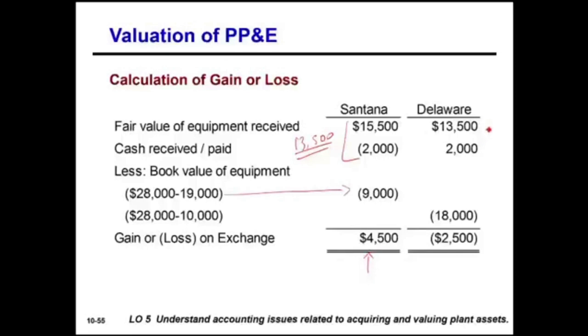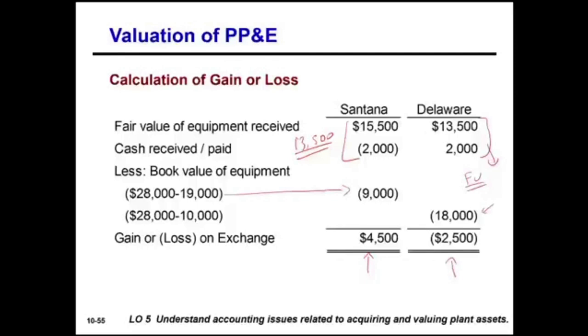Delaware, the fair value of the equipment is 13,000. They received cash of 2. So basically it's 15,500. That's the total fair value, because 13,500 plus 2,000 is the total. The book value of the asset given up is 18. So if we compare 15,500 to 18, they have a loss. Delaware has a loss of 2,500.